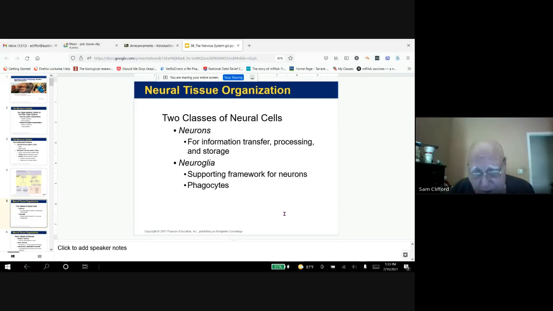So there are two types of nerve cells, neural cells, neurons, and neuroglia, which means nerve glue. These are very, very important. A lot of research has to be done on this. So there's nerves and there's nerve glue. These are cells that support the nerves.